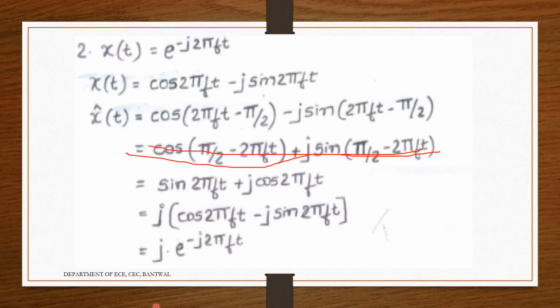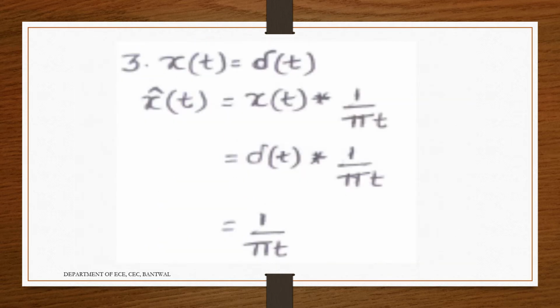But what is the difference here? When you take a 90 degree phase shift, or the Hilbert transform, of e raised to minus j 2 pi ft, it is nothing but j into e raised to minus j 2 pi ft.